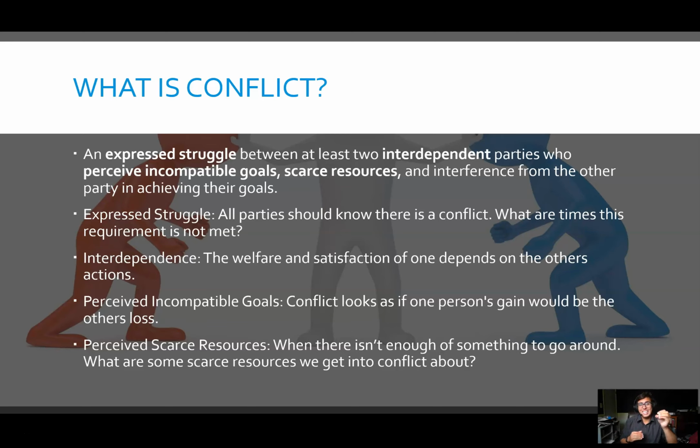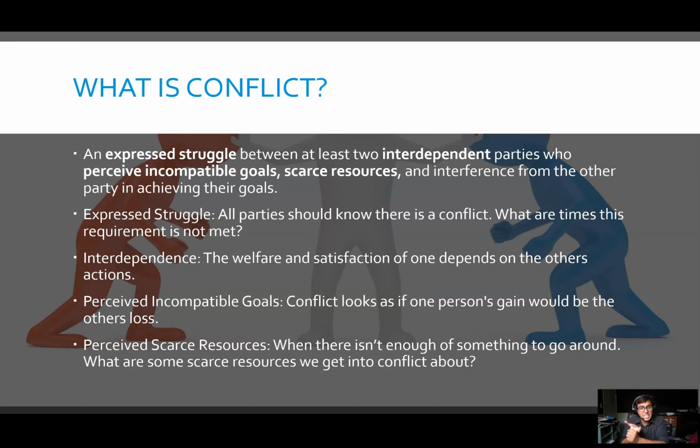Next, between at least two interdependent people, interdependence is a common part of conflict. Interdependence is the welfare and satisfaction of one person depends on the other person's actions. Let's go back to the dishes, where if the dishes are not done, then I have to see them. If you do not give me a fair amount of the candy, then I am not going to have candy, etc., etc. So we are interdependent on people for many things.